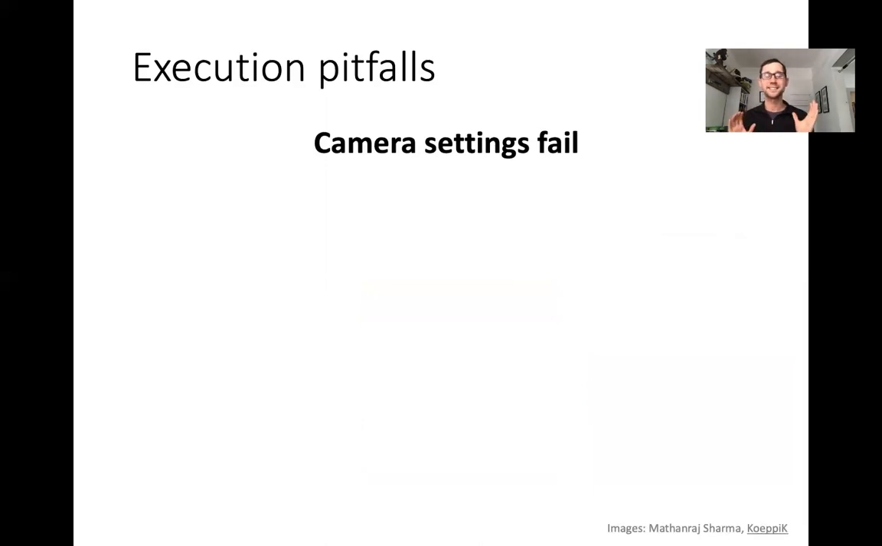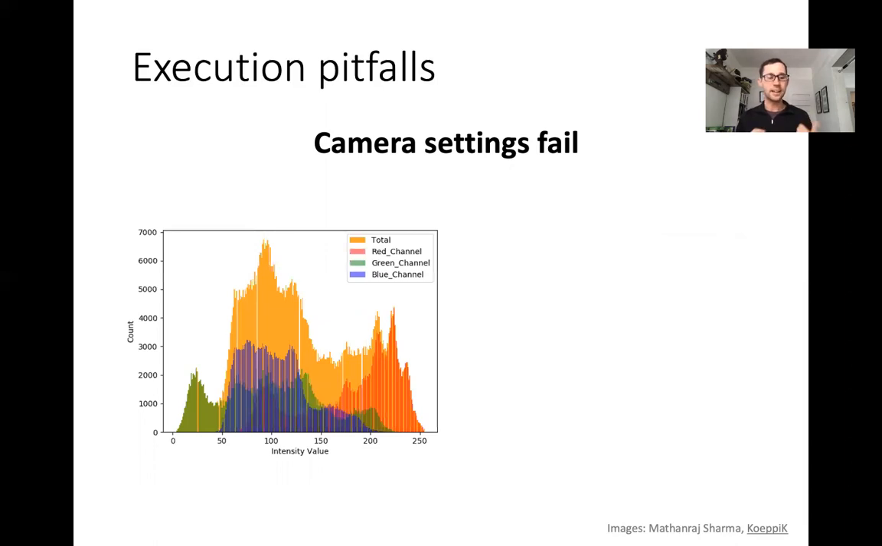Also, camera settings are complicated. This is an image histogram that looks at the intensity value. This is essentially how bright the red, green, and blue channels are on a regular RGB image. This is an example of a well-calibrated image. You've got a lot of data in the middle of the intensity range and very little data near 0 or near 255. But that's only if you get the camera settings right.